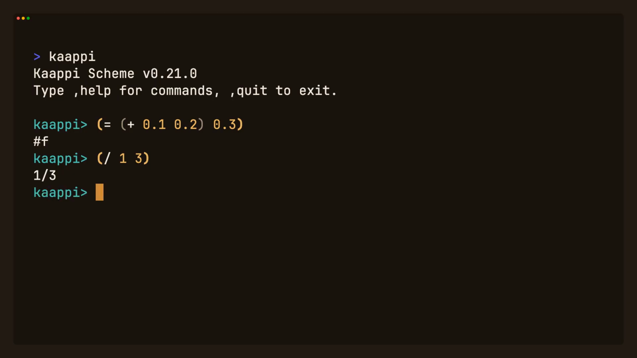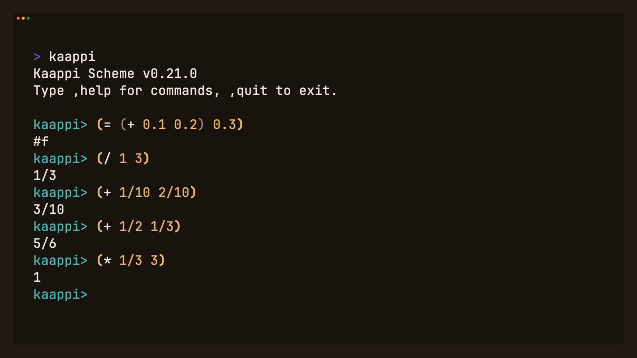1 divided by 3 isn't 0.333 forever. It's 1/3, and Kaappi keeps it as 1/3 exactly. So a tenth plus 2/10 is exactly 3/10, the thing floating point couldn't do. And they add like proper fractions. A half plus a third is 5/6. A third times 3 is exactly 1, a whole number again, with nothing lost on the way.